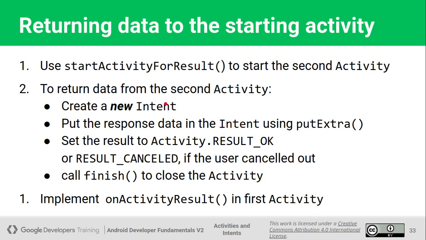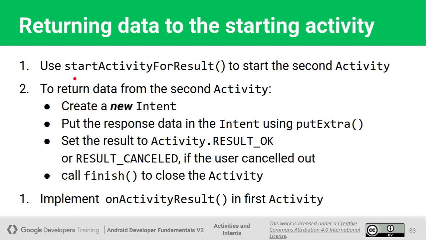Returning data to the starting activity: there could be some situations where we send data from one activity to the second activity, but there are possibilities that the second activity also returns messages to the first activity. If we want to implement this particular task, we use startActivityForResult instead of startActivity.